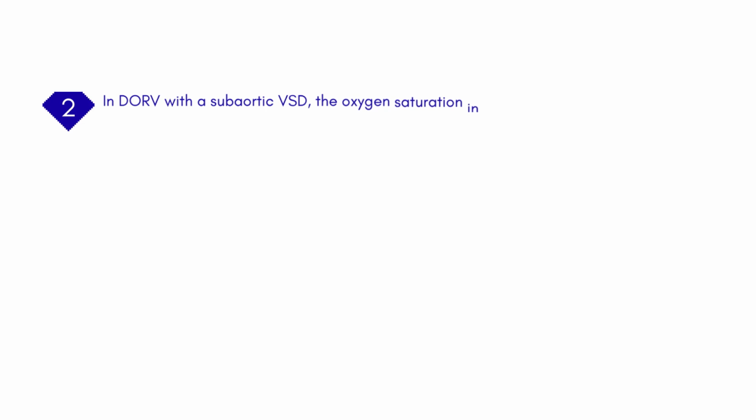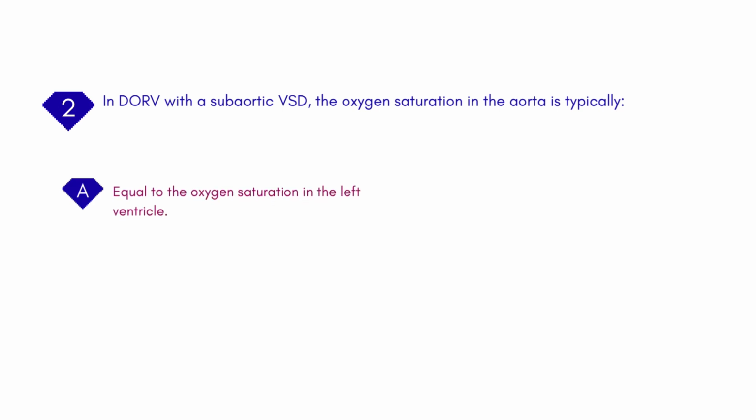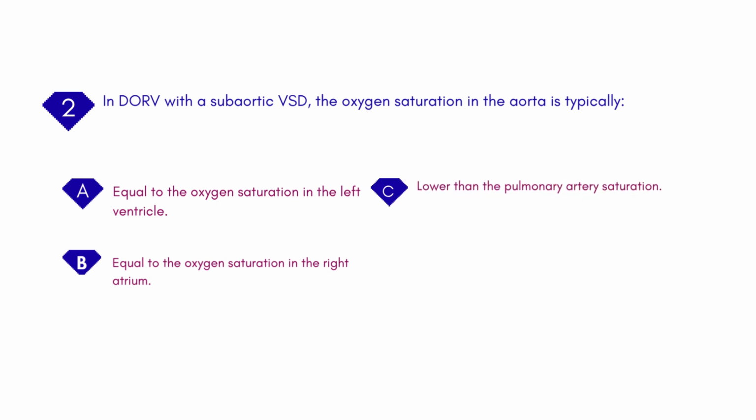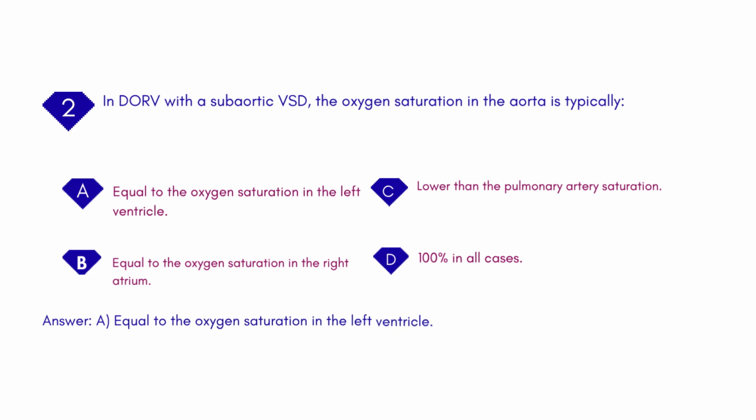In DORV with a subaortic VSD, the oxygen saturation in the aorta is typically: A. Equal to the oxygen saturation in the left ventricle. B. Equal to the oxygen saturation in the right atrium. C. Lower than the pulmonary artery saturation. D. 100% in all cases. Answer: A. Equal to the oxygen saturation in the left ventricle.